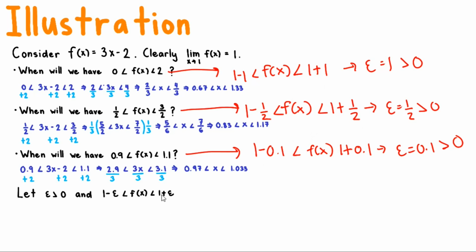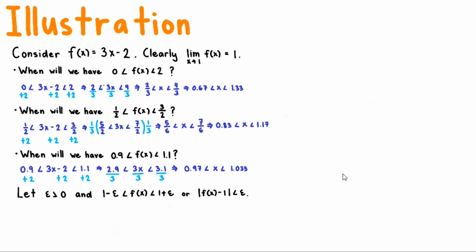Now given this, take note that if we subtract 1 from both sides, we'll get epsilon. So f of x minus 1 is between negative epsilon and epsilon. Or in absolute values, this is the absolute value of f of x minus 1 is less than epsilon. So take note of this one. Moreover, given this, how do we obtain x?